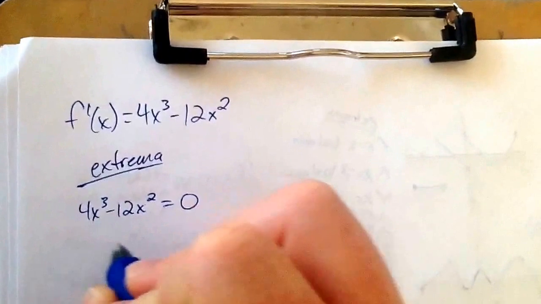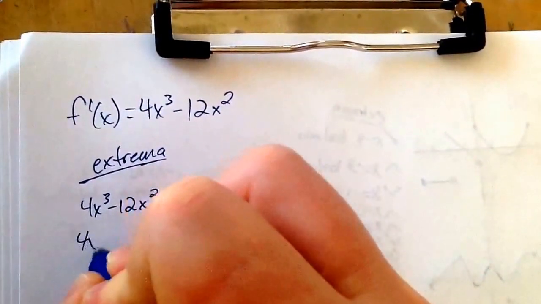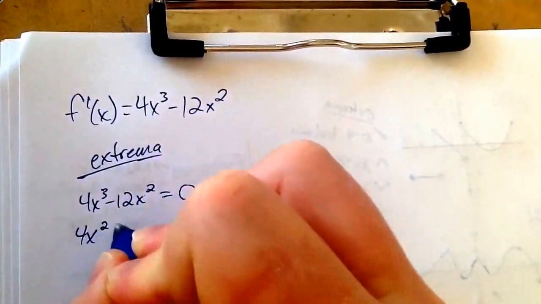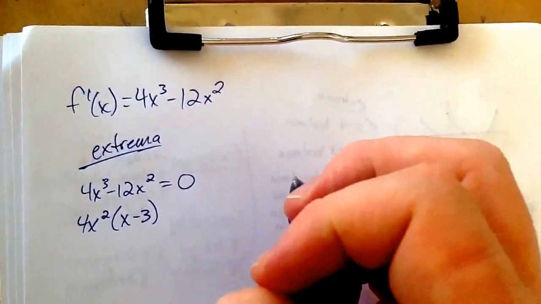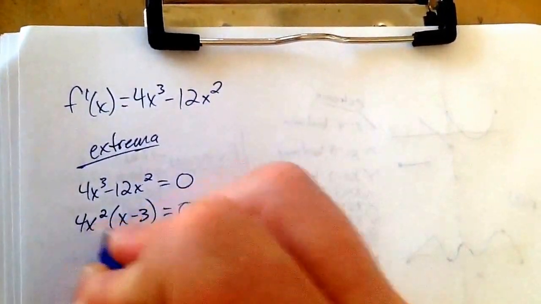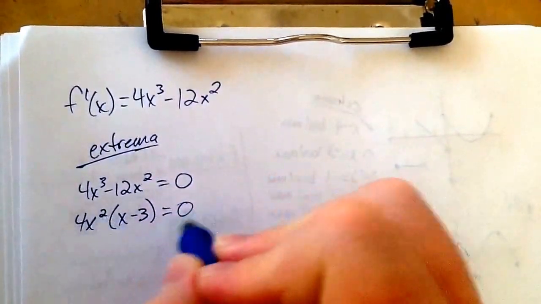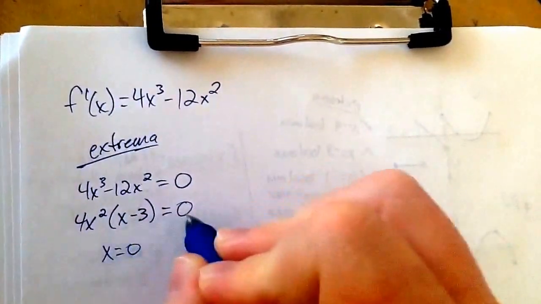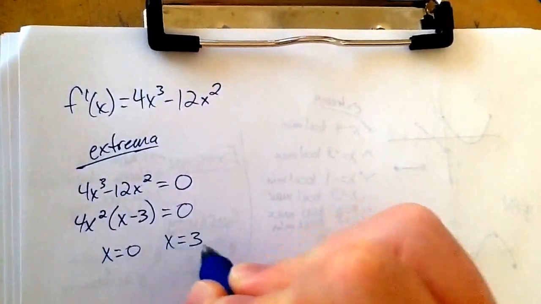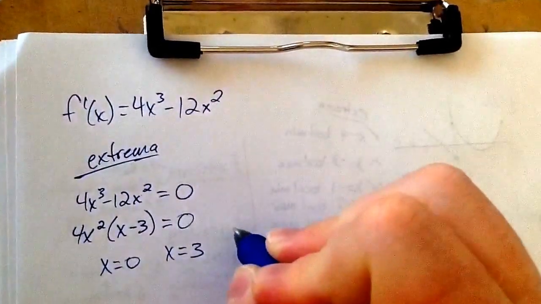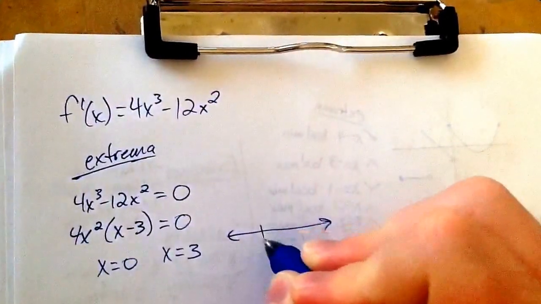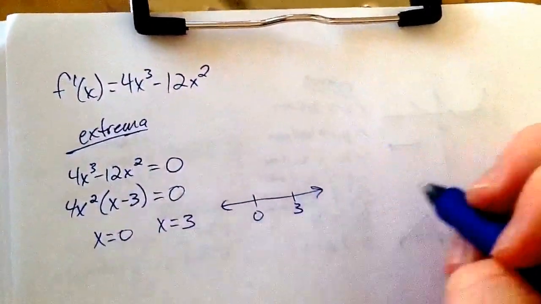So we got to solve that. We can factor it: 4x squared, and then you'll have x minus 3 equal to 0. Set each factor equal to 0. So 4x squared equals 0, x equals 0; x minus 3 equals 0, x equals 3. So there's our two critical points, 0 and 3.